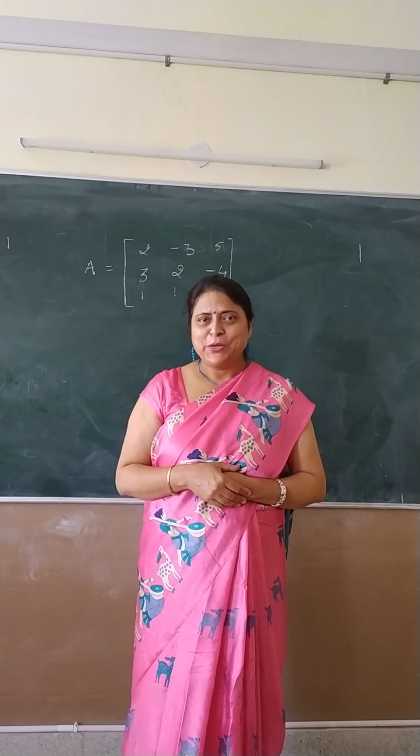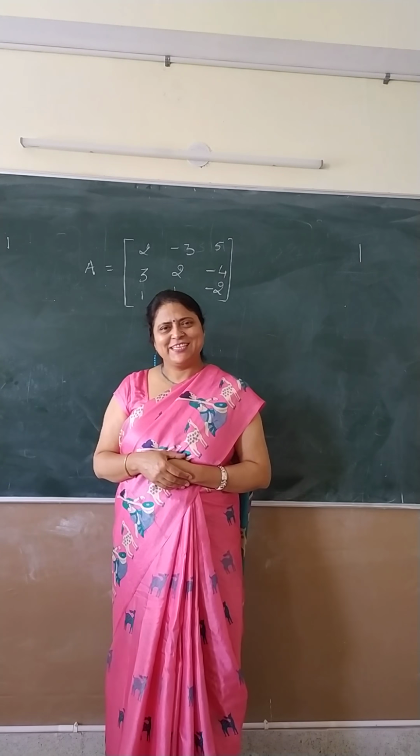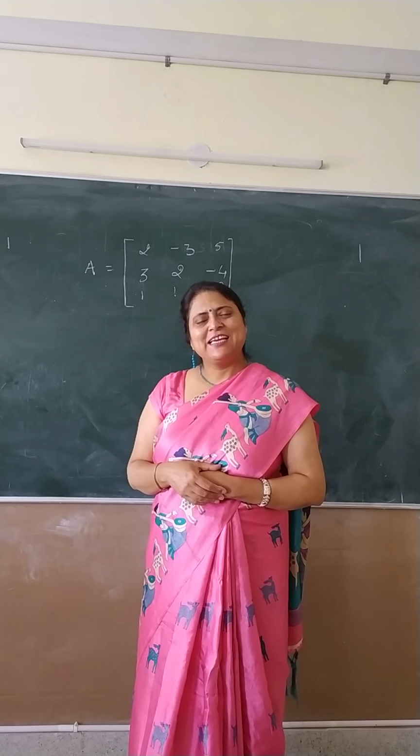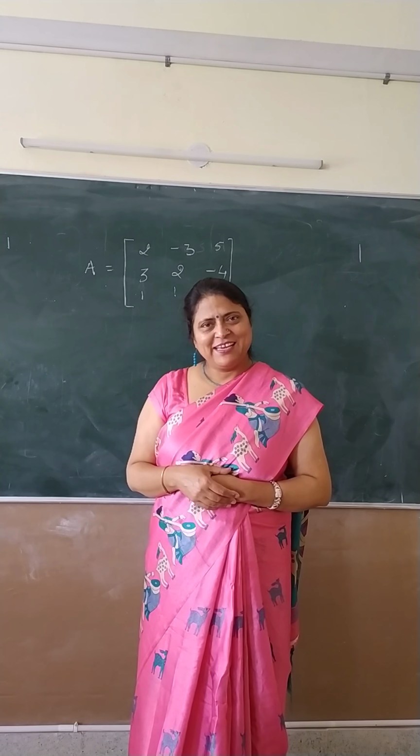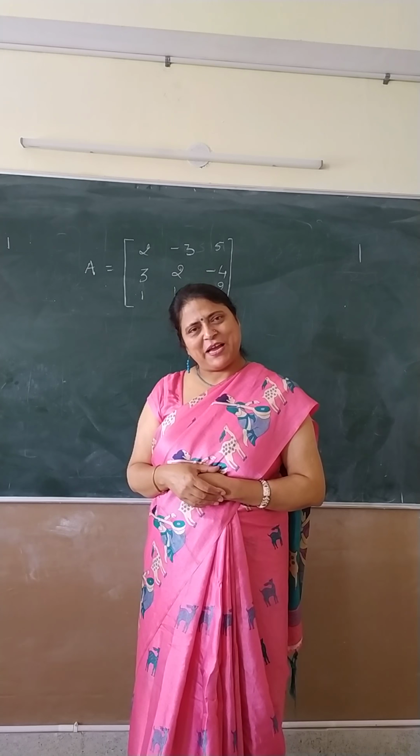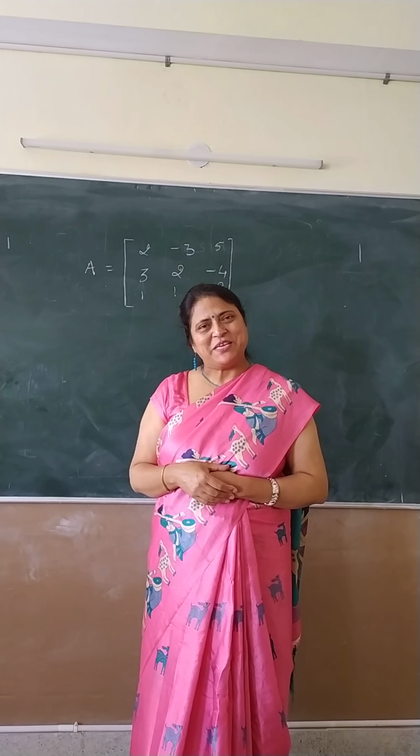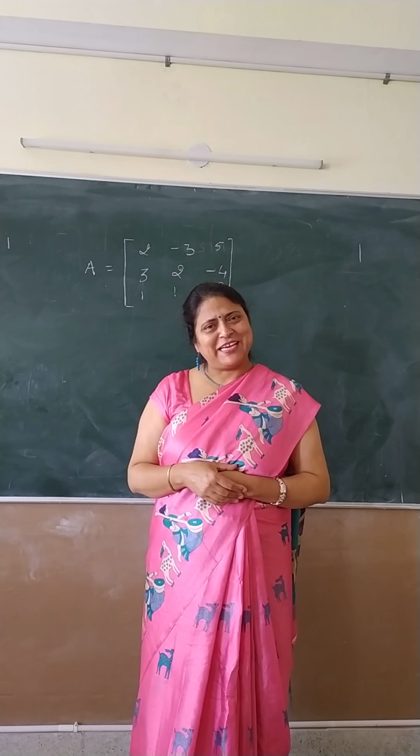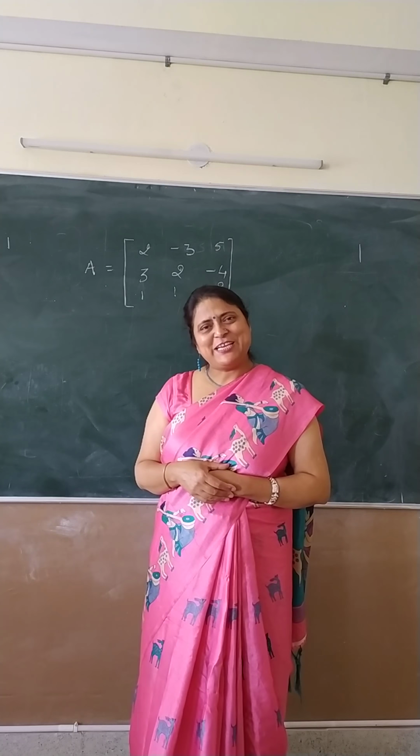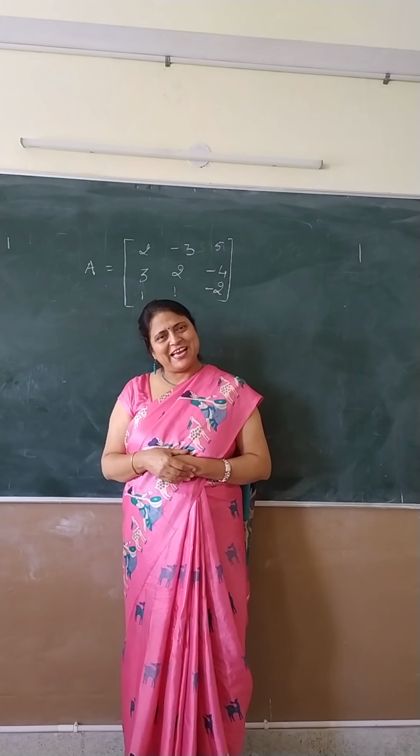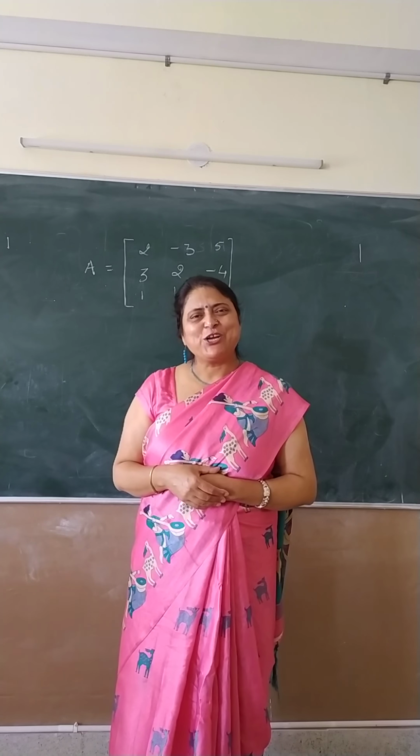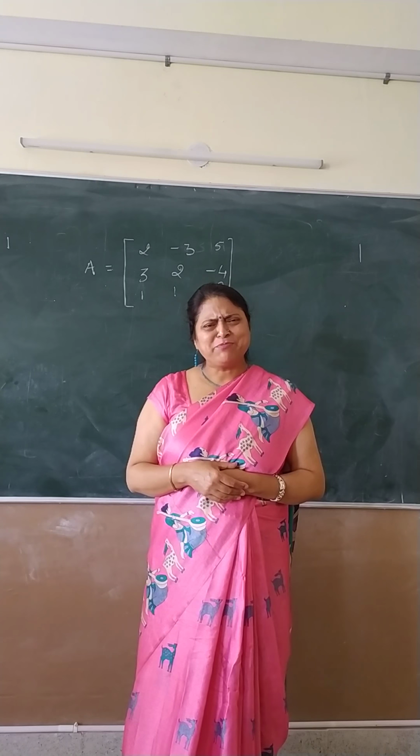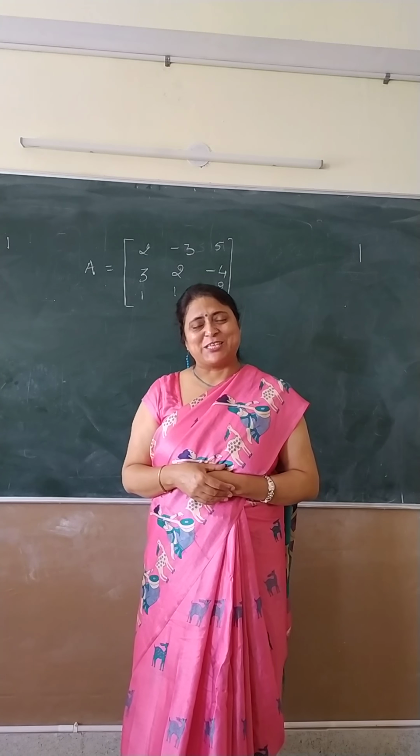Inverse is equal to 1 upon determinant of A into adjoint of A. But students, today we will find the inverse of a given matrix by applying elementary transformations. We can find the inverse by applying elementary row transformations as well as elementary column operations. Choice is yours.